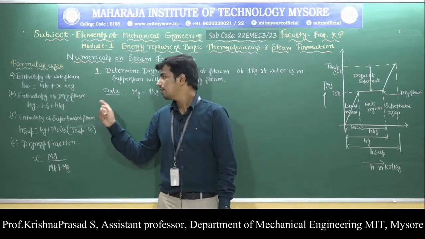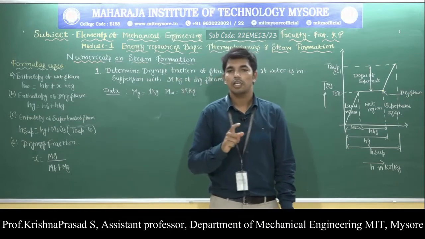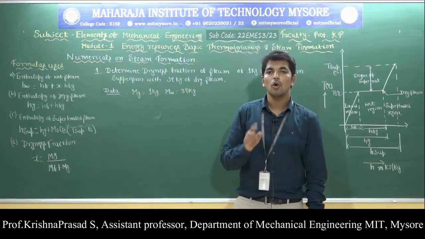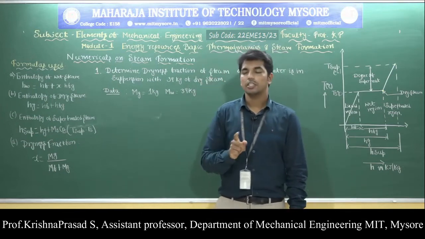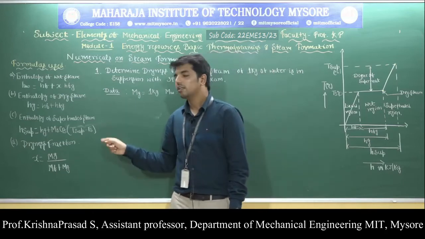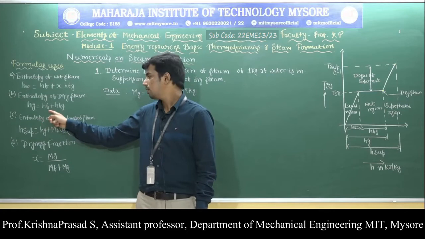And the next one is the enthalpy of the dry steam. It is the amount of heat required to convert 1 kg of water at 0 degree centigrade to 1 kg of dry steam at the saturation temperature at a given constant pressure. The enthalpy of the dry steam is denoted by Hg, and Hg is equal to HF plus HFG.